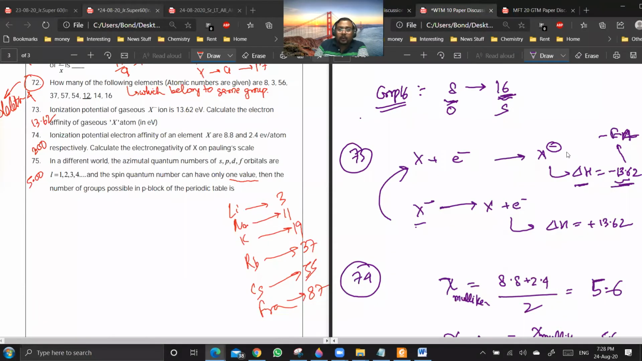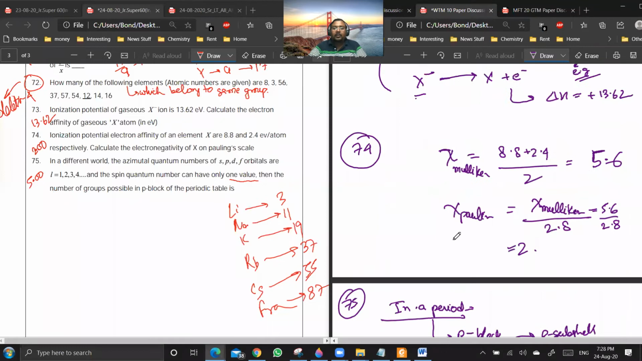This is the electron affinity equation. So whatever energy is released is electron affinity. So this delta H is basically electron gain enthalpy. So minus 13.62 is minus EA. So EA is 13.62. Are you getting my point? Yes, sir. Okay.